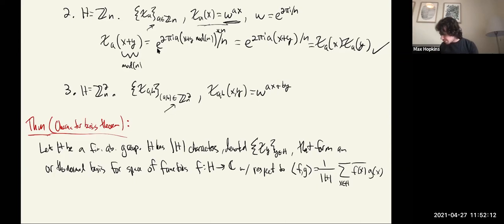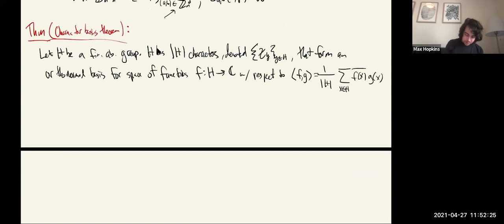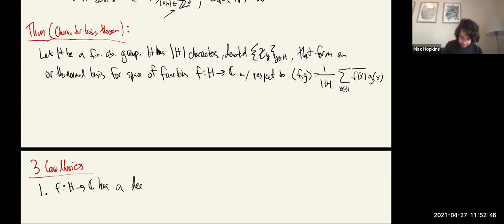So I want to mention 3 really useful corollaries of this theorem, and hopefully, assuming the theorem, we'll see more or less the proofs of these, or see why they're true. So I want to say 3 corollaries. The first one is hardly a corollary. This is basically just the definition of an orthonormal basis. But any function F from H to C has a decomposition into the characters because it's a basis.